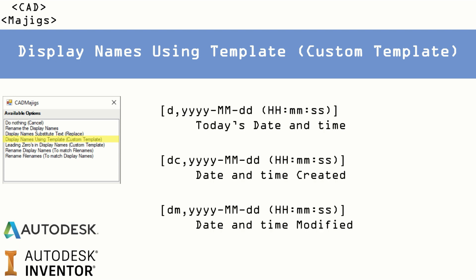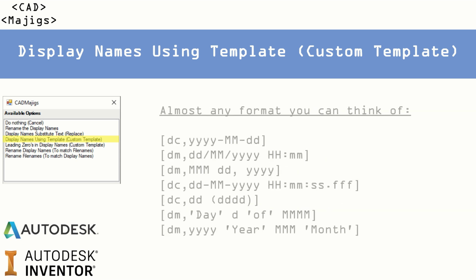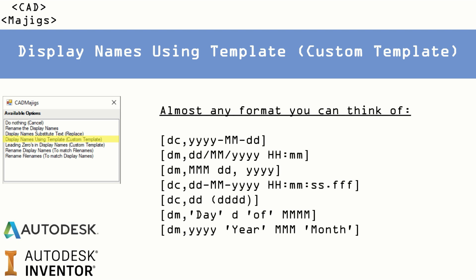There are 3 distinct types of date fields. The first, indicated by a D, represents today's date and time. Fields denoted by DC refer to the date and time that the file was created. Lastly, fields with DM represent the date and time the file was last modified. The format is highly flexible, accommodating almost any design. It can include full month names, abbreviated month names, weekday names, and even fractions of a second.